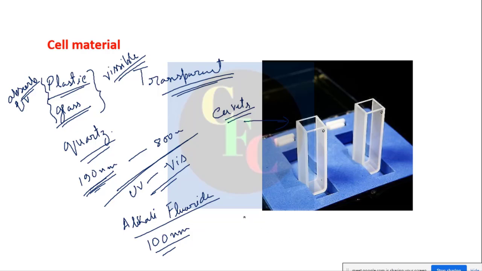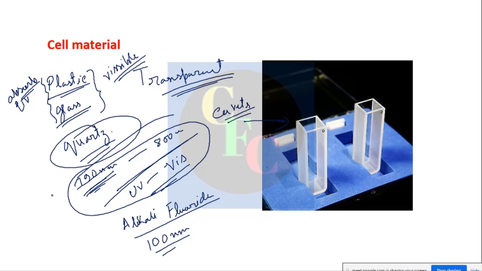But for common purposes, it is best to have a quartz cuvette, because all our common samples like organic samples, inorganic samples, the absorption is in this range only, right? So most commonly used is this quartz cuvette, right?